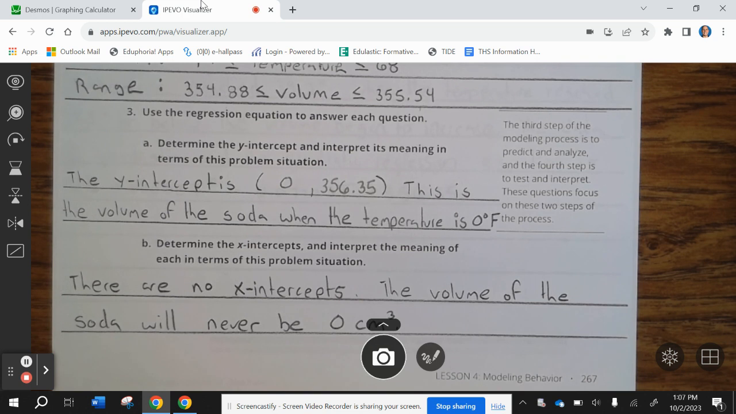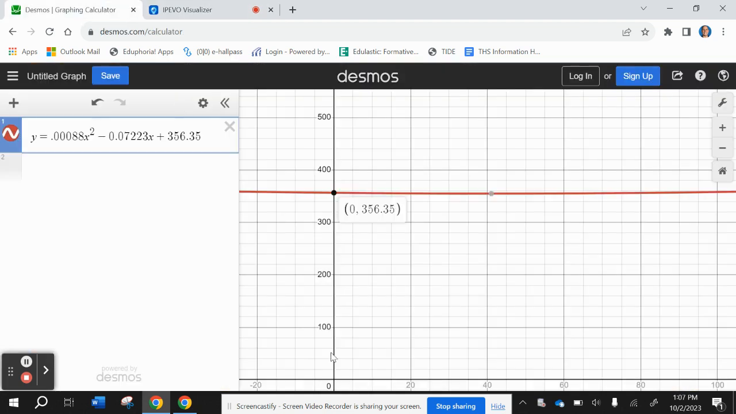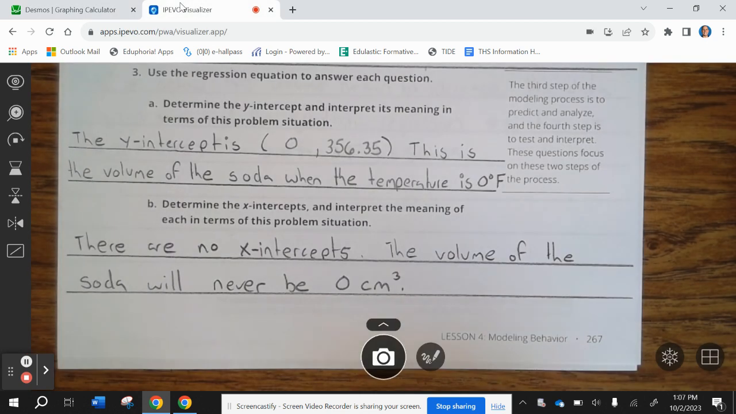This is the volume of the soda when the temperature is 0 degrees. Okay, now if you look here, the graph doesn't cross the x-axis. Okay, so there are no x-intercepts. The volume of the soda will never be 0 centimeters cubed. All right, go ahead and finish it up.